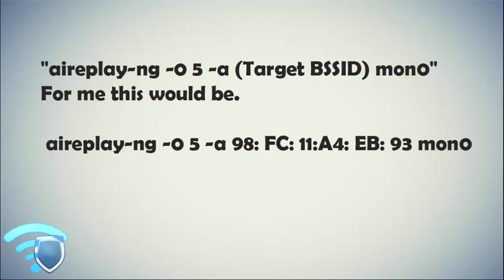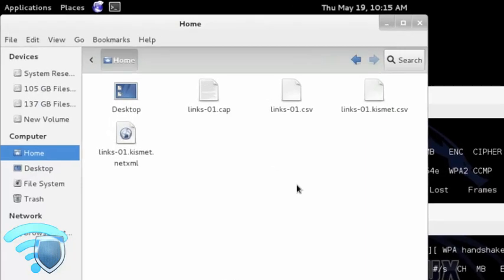To do this, open another terminal window and type aireplay-ng -0 5 -a target BSSID mon0. Like for me, here it is: aireplay-ng -0 5 -a BSSID mon0. If you see WPA handshake in the top right, we have successfully captured the WPA handshake.